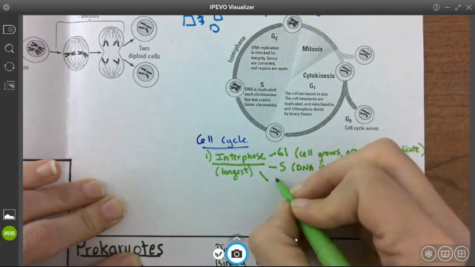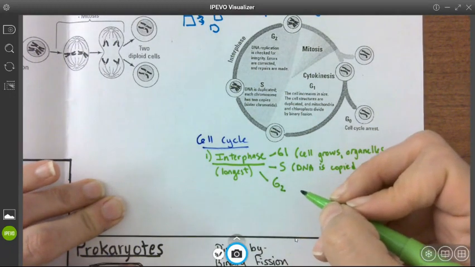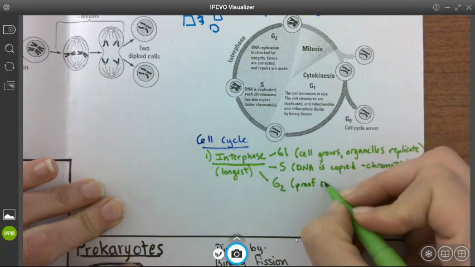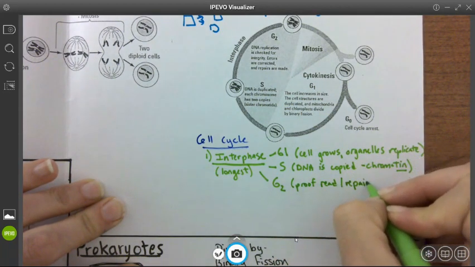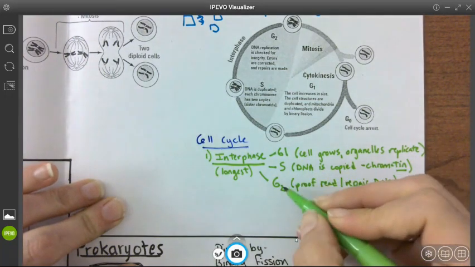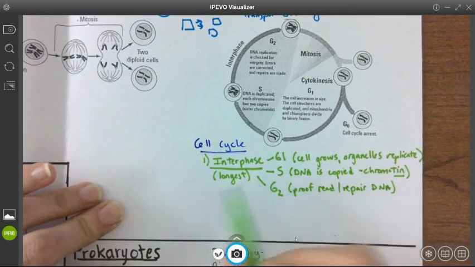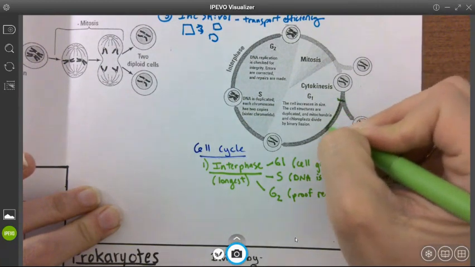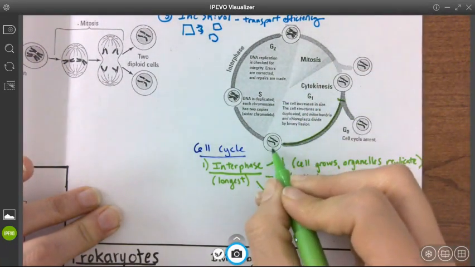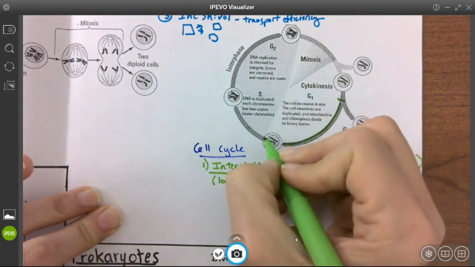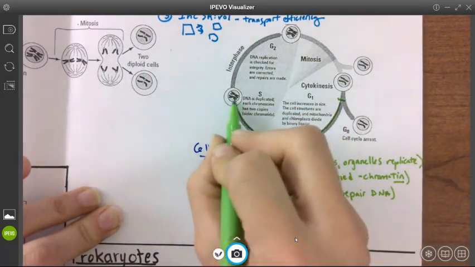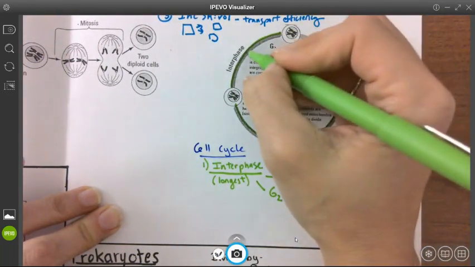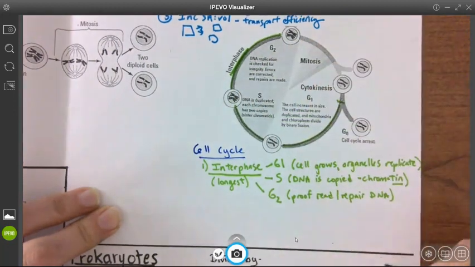And then the third part of interphase is G2. At this point, we're really proofreading and we're repairing DNA. So G1, S, and G2 all fit into interphase, and we're really preparing the cell to divide, right? So you have G1 here, and you see the cells growing. We have our unreplicated chromosomes here. Then we get into S, where the DNA replicates itself. Then we get into G2, where the DNA is checked to make sure it's correct. And this is all part of interphase.